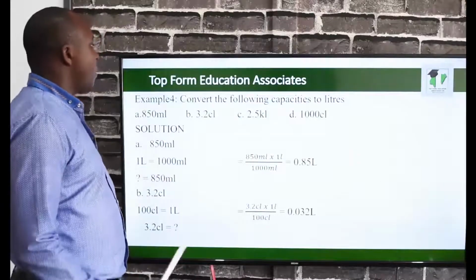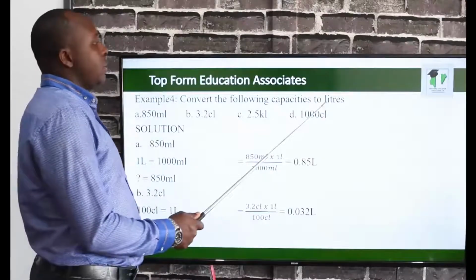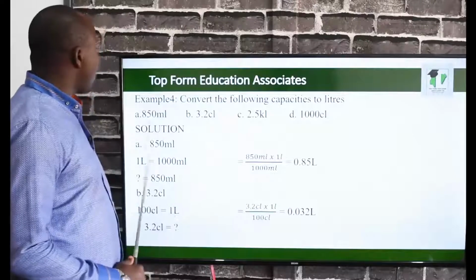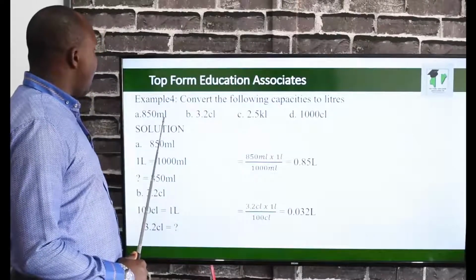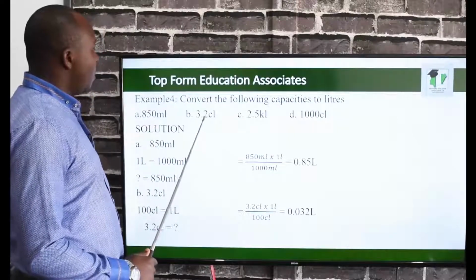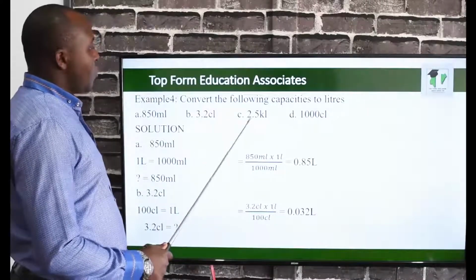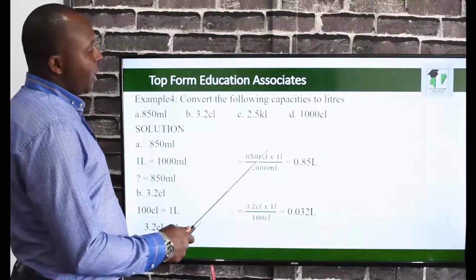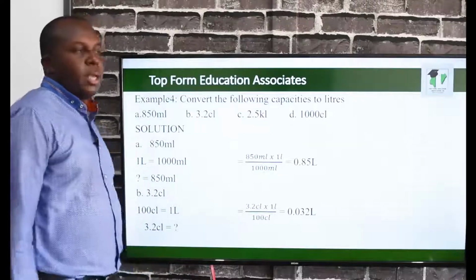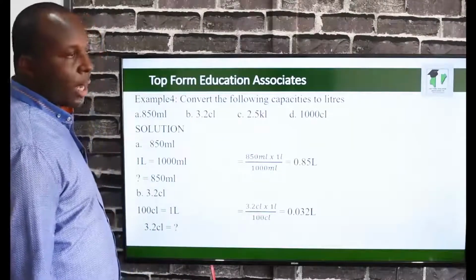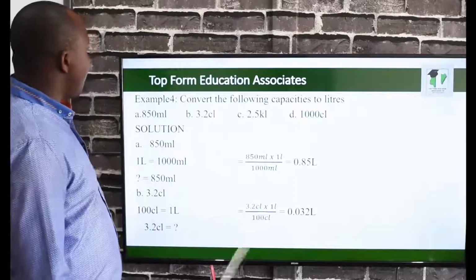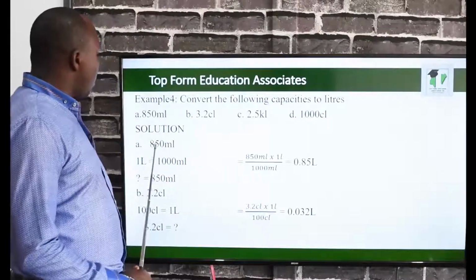Example 4. Convert the following capacities to liters. 850 ml, 3.2 cl, 2.5 kl, and then 1,000 cl. They ask us to convert these. This one is under capacity, to liters. Let's look at the solution.